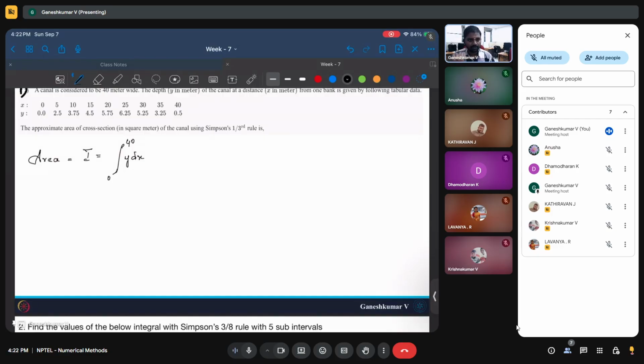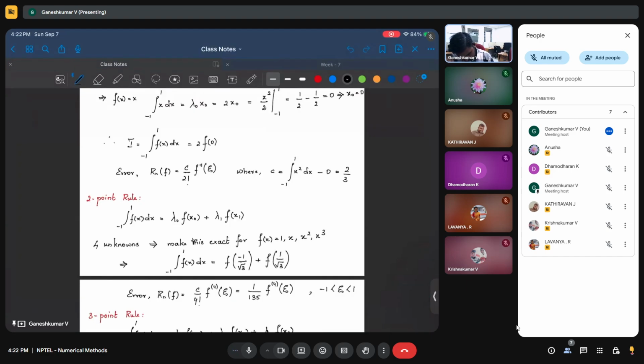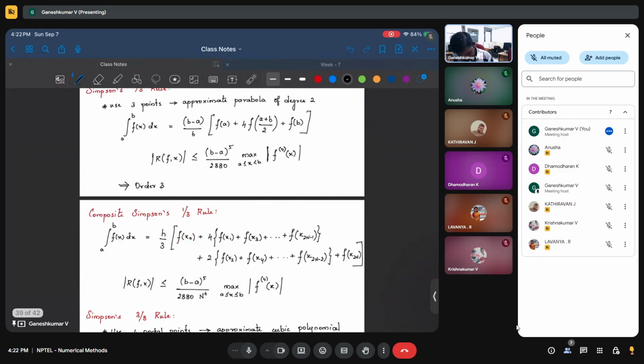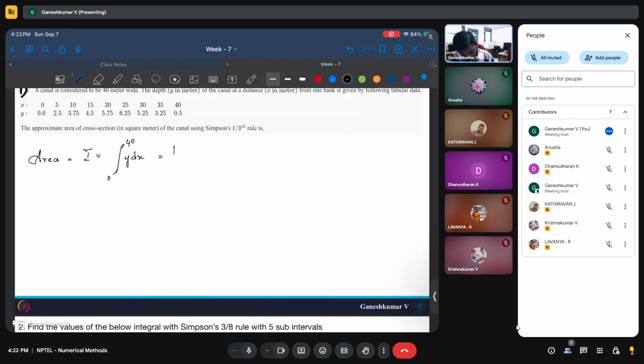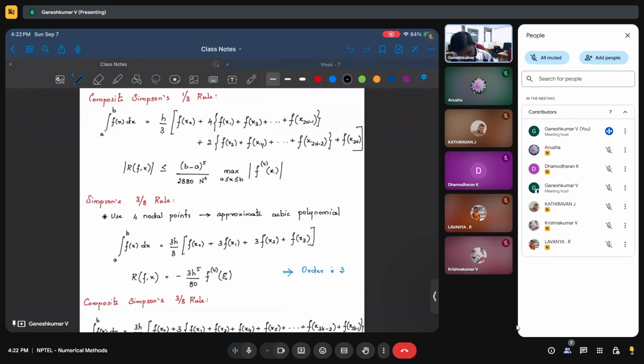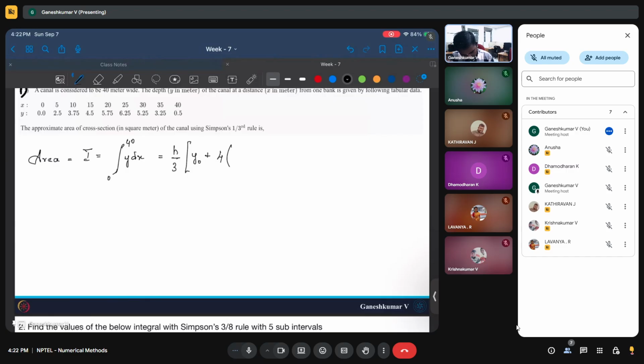And we are going to use Simpson 1 by 3 rule. And what is Simpson 1 by 3 rule? Of course, it's a composite 1 by 3 rule because we have multiple data points. So that is nothing but h by 3 into y naught. Here we wrote it in terms of f of x naught, I'm just going to write it in terms of y naught, 4 into y1 plus y3 plus every alternate point up to y of 2n minus 1, correct?